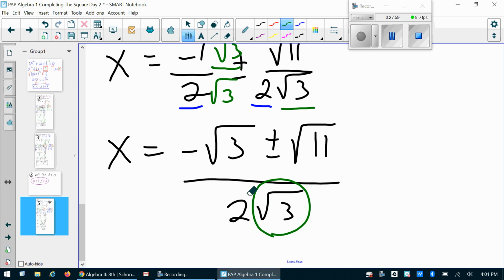But that is completing the square day 2, basically where we have a not being 1. And your homework will be posted soon.